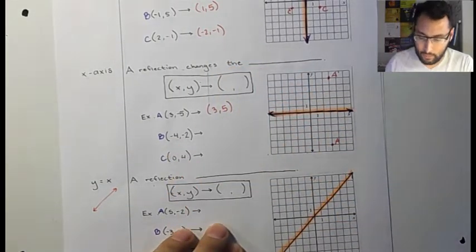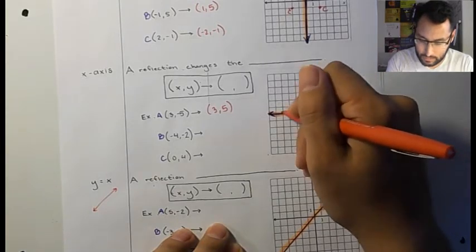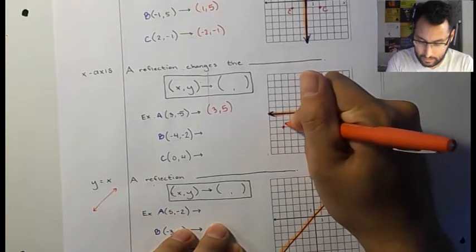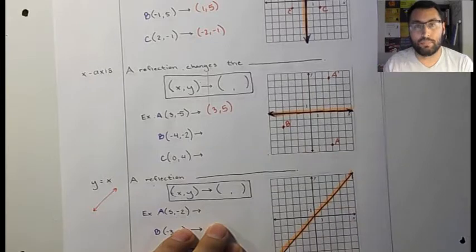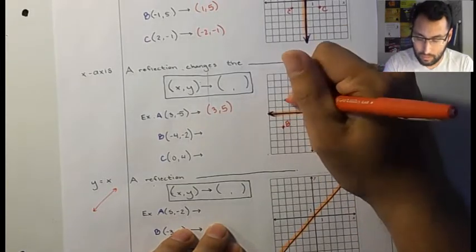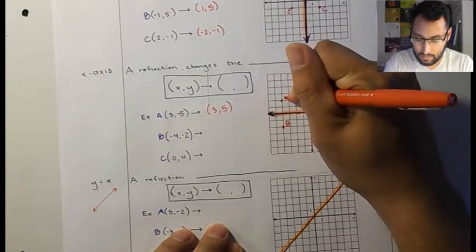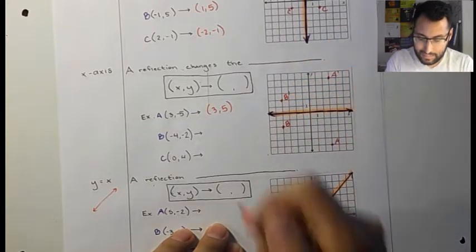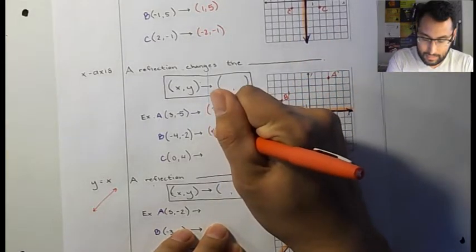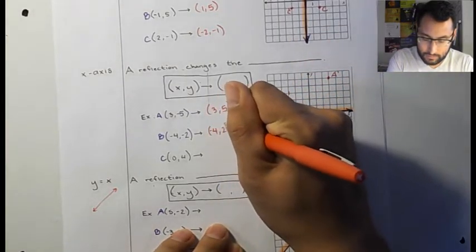The next one, -4, -2, is 4 to the left and 2 down. That'll be B. So where is B prime? It's going to be 2 above this line. That coordinate is -4, +2.